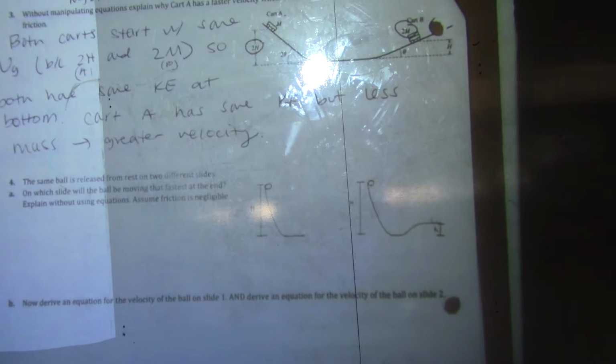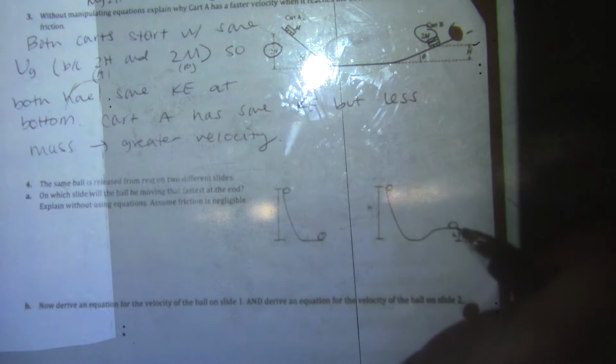Here we've got 2 slides. The same ball is released from rest. Assume friction is negligible, so energy will be conserved here. Which one will the ball be moving fastest at the end? So let's label it 1 and 2. So it will be moving the fastest on slide 1.